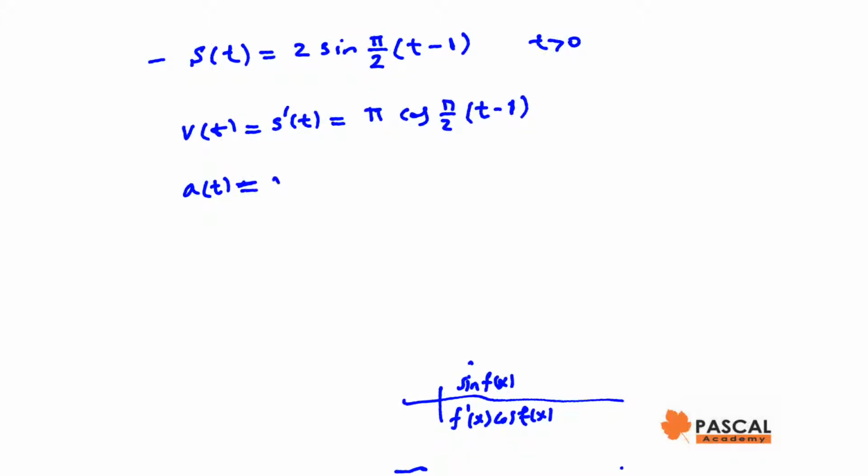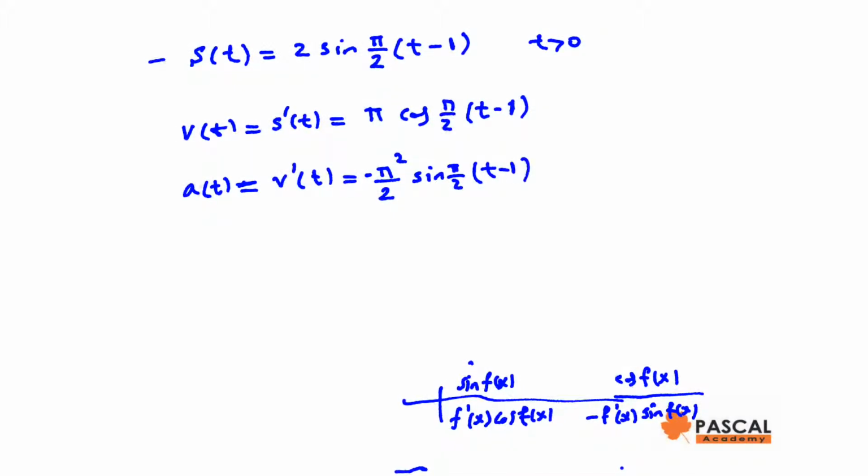Acceleration is the derivative of the velocity function. It's going to be the derivative of cosine. We need this formula: derivative of cosine of f of x is minus f prime of x times sine of f of x. Therefore, v prime of t is pi times pi over 2, which is pi squared over 2, times negative sine of (pi over 2 times t minus 1).